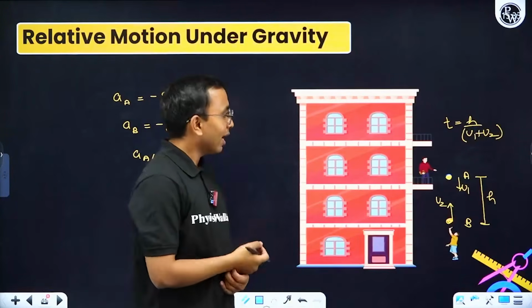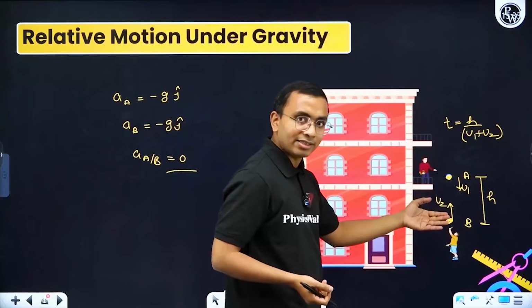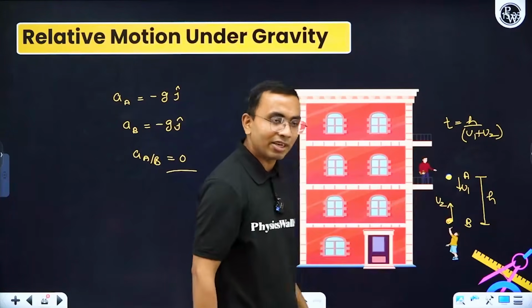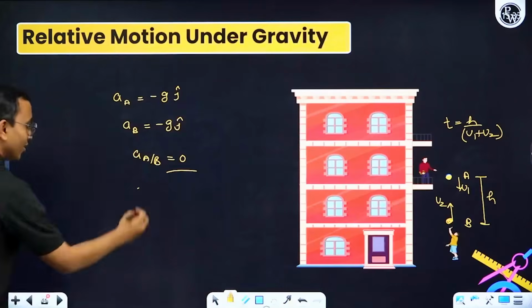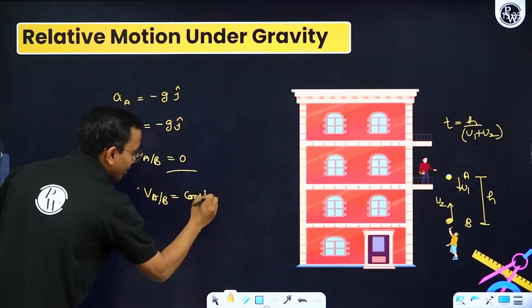And yes, this u1 plus u2, even at an intermediate instant, if you find the relative velocity, that will not change. Relative velocity will remain constant here. Why so? Because the relative acceleration is 0. So relative velocity is going to remain constant.